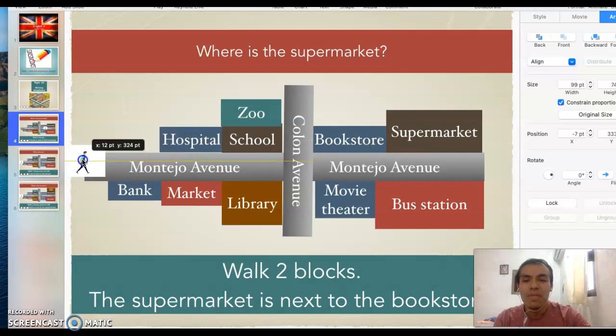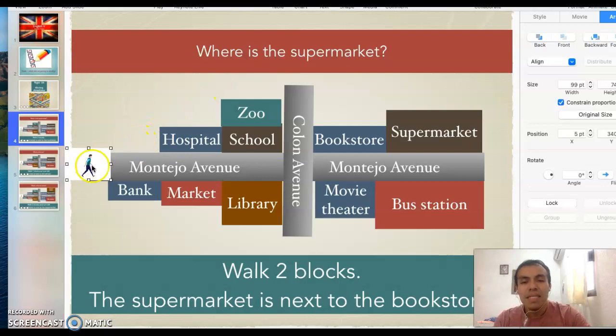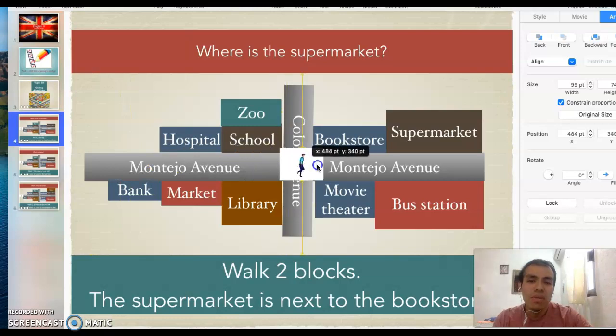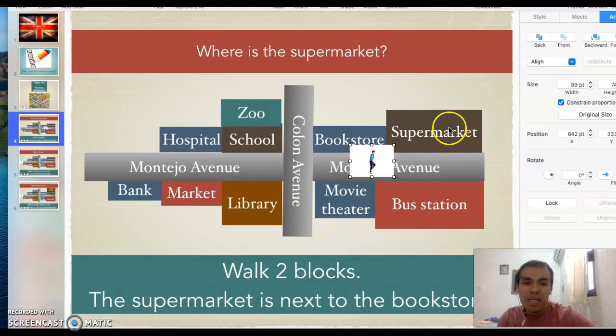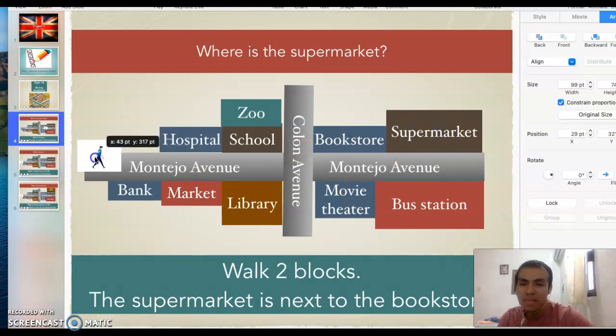Okay, I'm going to repeat. Where is the supermarket? I am here. And in this situation it is walk 2 blocks. 1 block, 2 blocks, walk 2 blocks. The supermarket is next to the bookstore. Okay? Thank you.